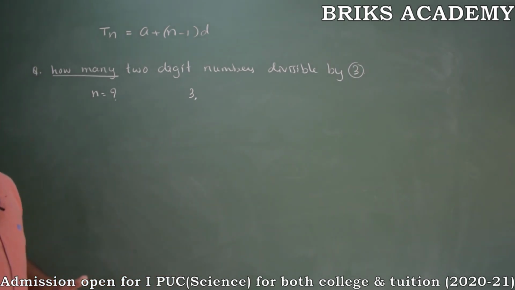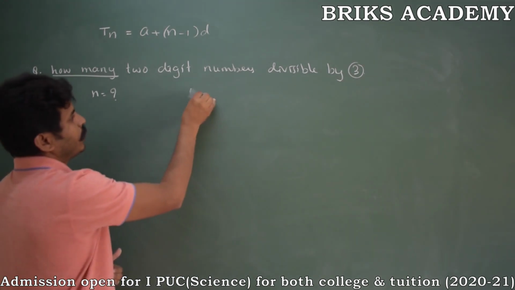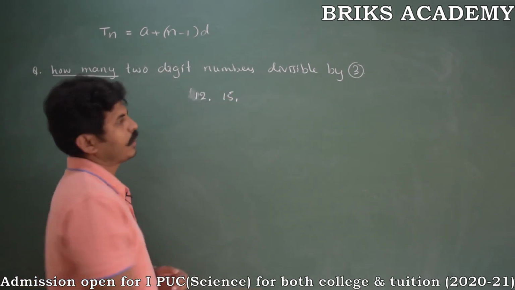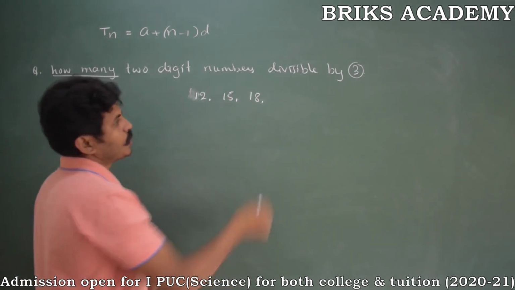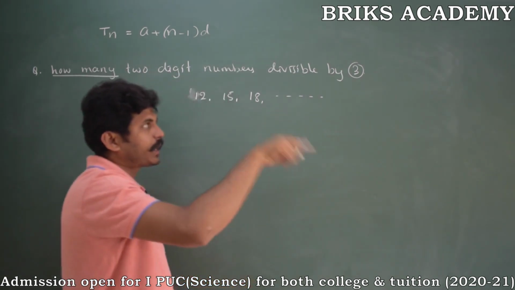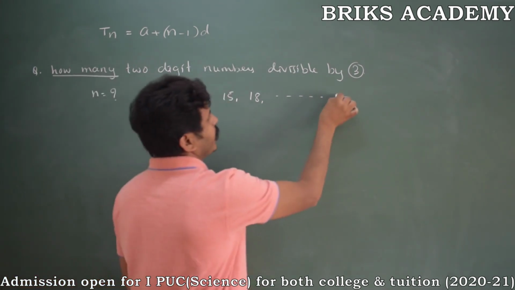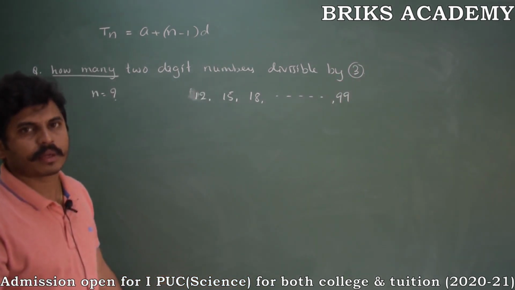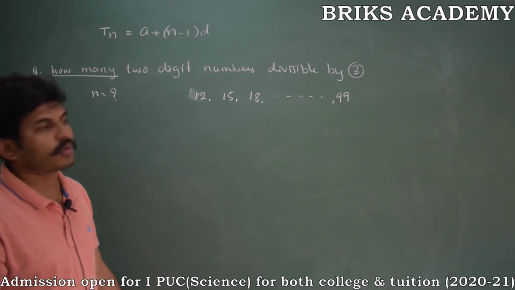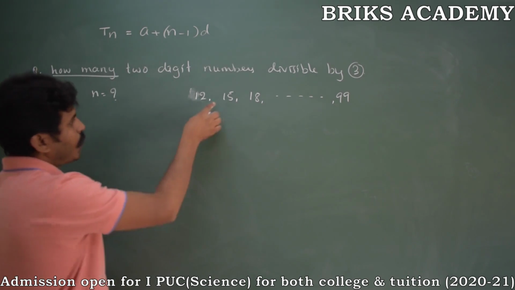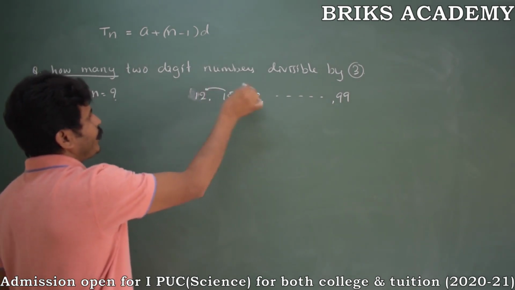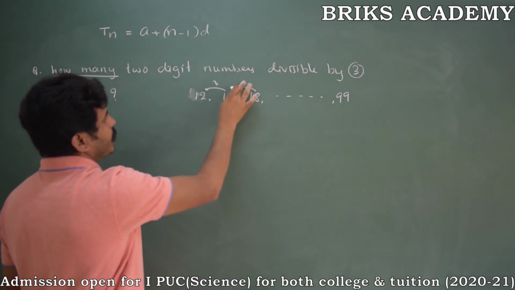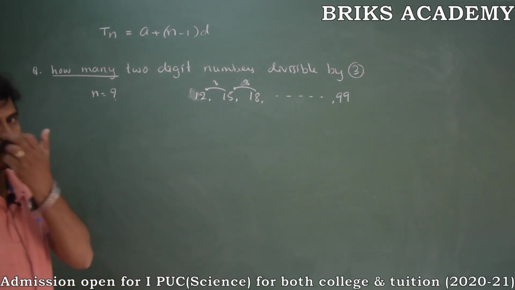Which is the first 2 digit number divisible by 3? It is 12. Is it divisible by 3? Next 15. Is it divisible by 3? 18. It is divisible by 3. So on, up to which is the last 2 digit number divisible by 3? Is it 99? 99 divided by 3, is it divisible by 3? Which is the last 2 digit number? Next, 3 digit numbers start. So now check whether it is an AP or not. Is it an AP? 15 minus 12 is 3, 18 minus 15 is 3 and so on. So definitely it is an AP.